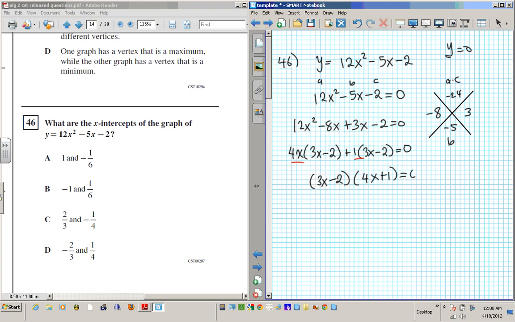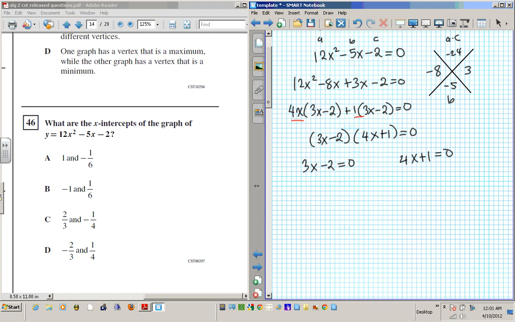Now I'm going to set these factors to 0 and then solve them. So I have 3x minus 2 equals 0, and 4x plus 1 equals 0. This is the zero product property. If we multiply two quantities to get 0, one or the other must be 0. So if I solve this, I add 2 and divide by 3. That'll give me the first x-intercept. If I add 2, I'll get 3x equals 2. Divide by 3. I have x equals 2 over 3. Alright? Voila, we already have an answer. Answer is C. Let me just finish this.